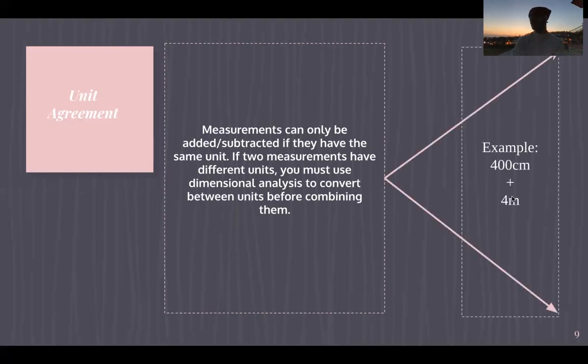Example, 400 centimeters plus 4 meters. We'd have to convert meters to centimeters or convert centimeters to meters in order to add these up, okay? The answer is 800 centimeters or 8 meters.